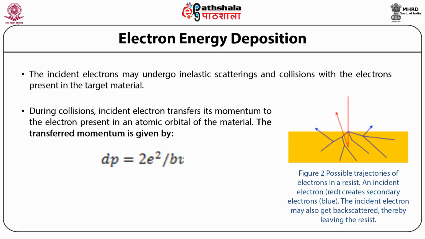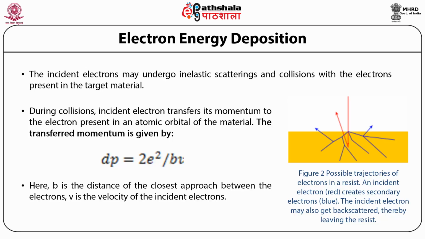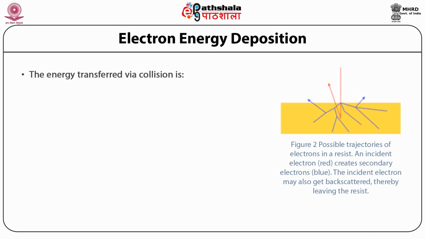The transfer momentum is given by dp equals 2e square by b nu, where b is the distance of the closest approach between the electrons. V is the velocity of the incident electrons. The energy transferred via collision is G equals dp whole square by 2m.